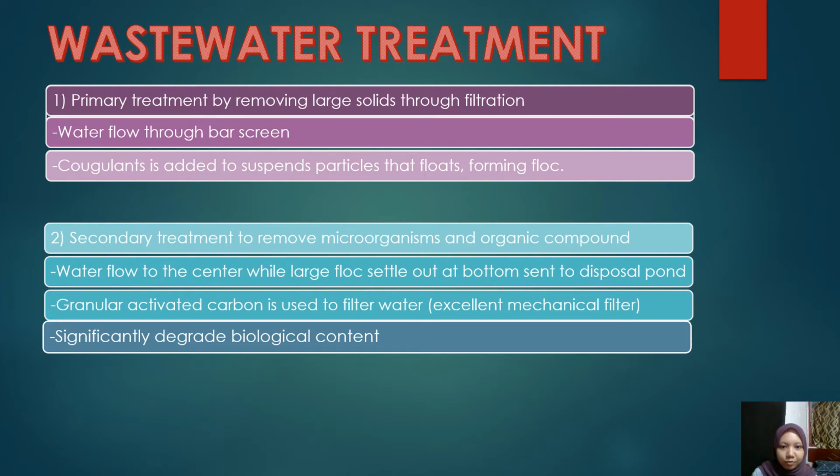Next, water then flows into the sedimentation basin, where water makes its way to the center of the clarifier while large floc particles settle out to the bottom of the clarifier and are sent to disposal ponds. Water passes over the weir and is transferred to the filter. Granular activated carbon is used as the media of choice for filtration because it provides excellent mechanical filtration of particles, matter, and removes organic compounds.